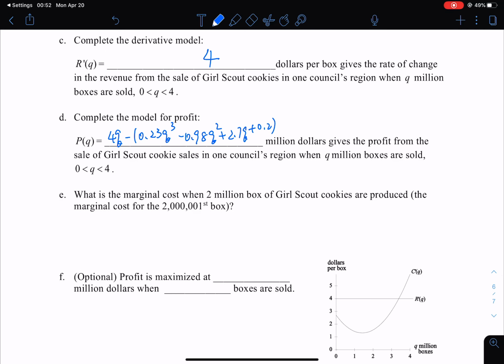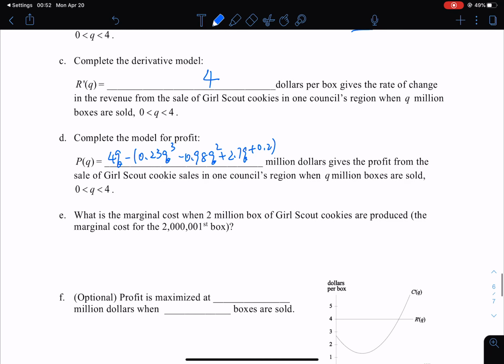Alright, so question E, what is the marginal cost when $2 million boxes are produced? Pay attention to the unit of Q. Q million boxes. And this is the same, Q million boxes. So just P prime of 2. This is a P of Q, so P prime of 2. That is just 2.46. Unit is dollars per box.